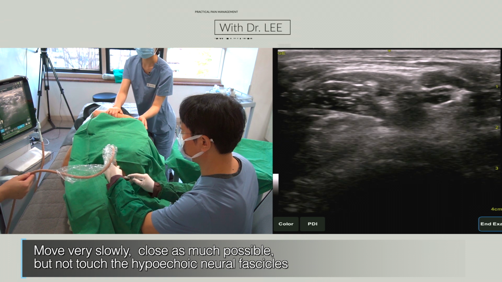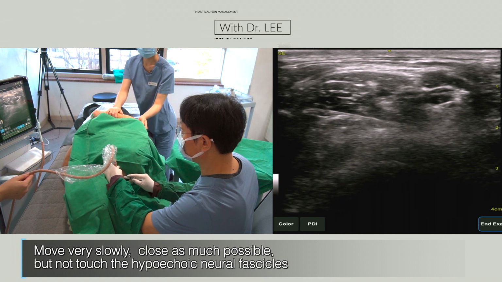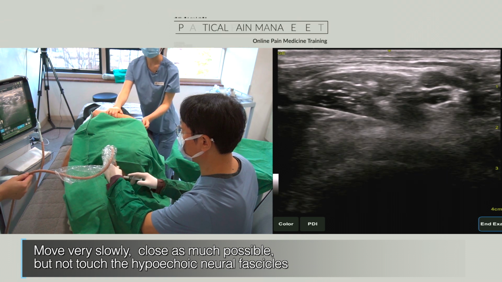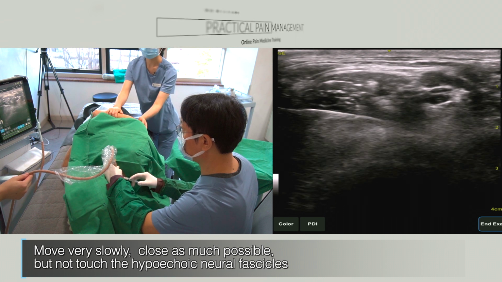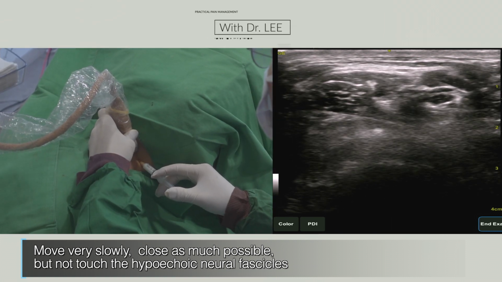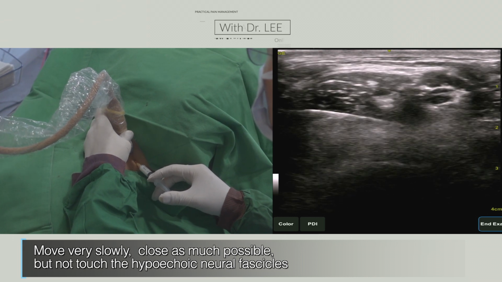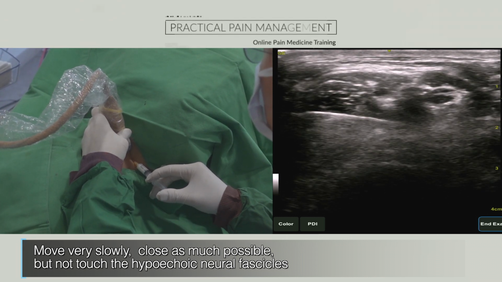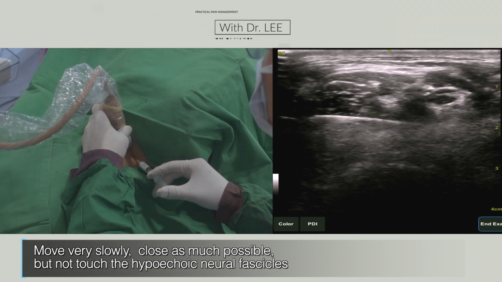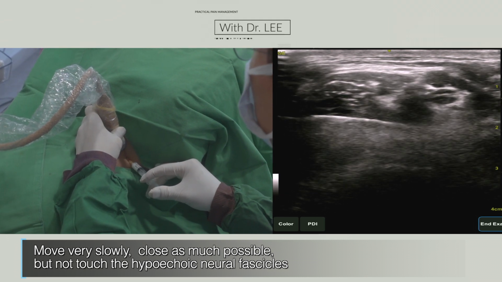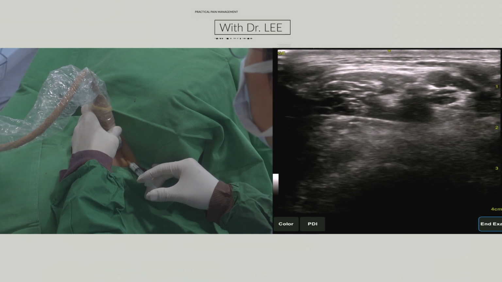If my needle approaches close to the neural fascicle, I need to slow down and move very slowly, but introduce the needle tip as near as possible. But I try not to touch the neural fascicle of the nerve root. Frequently, I use the hydrodissection technique to separate the tissue and fascias.